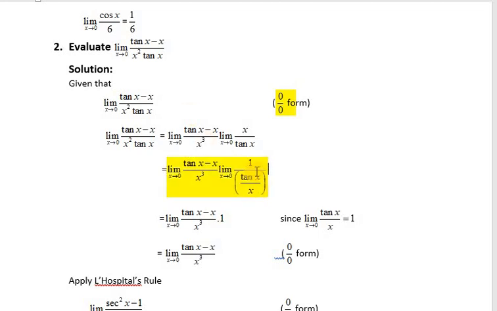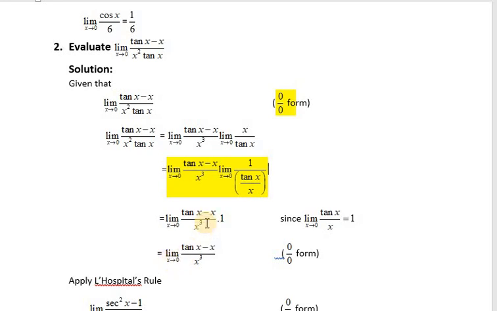So we get this as tan x by x. See, in this step, we have just taken the x in the numerator to the denominator. So 1 by tan x by x we get. Now the limit x tends to 0 of tan x by x is equal to 1. So we get limit x tends to 0 of tan x minus x by x cube, since the limit x tends to 0 of tan x by x is equal to 1.